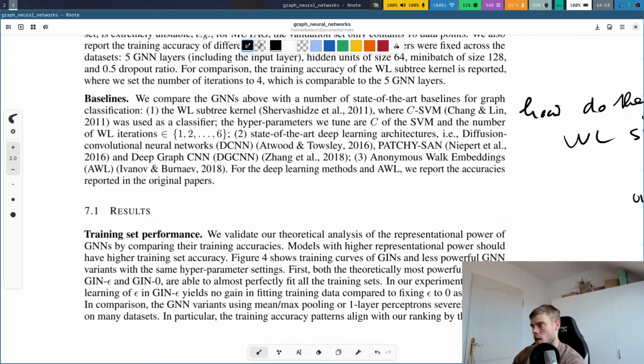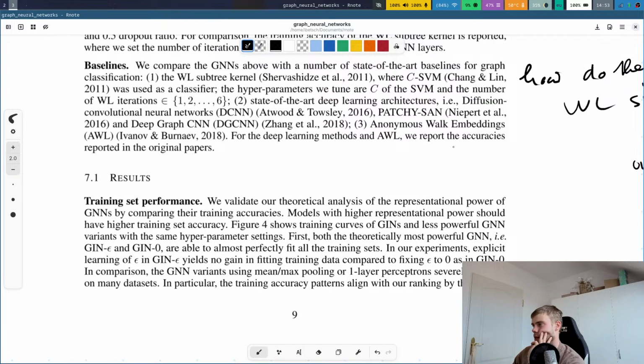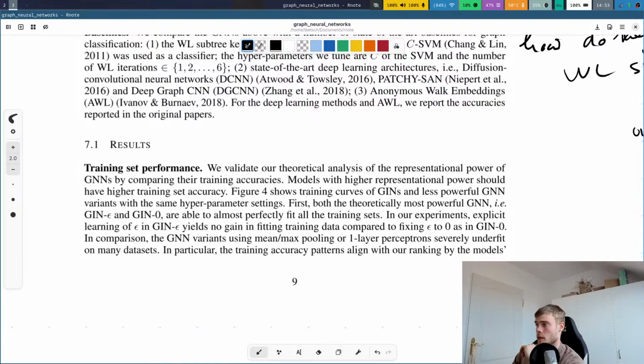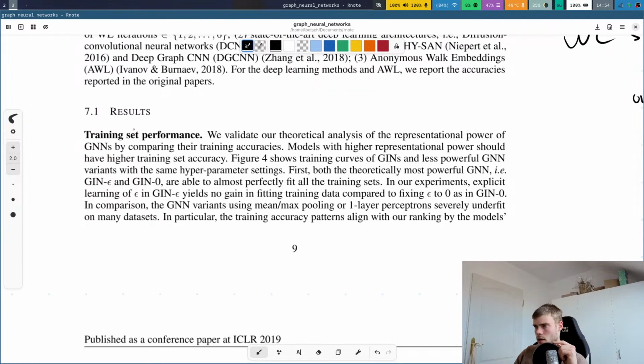We use as a classifier the SVM, and the hyperparameters we tune are C of the SVM and the number of WL iterations. State-of-the-art deep learning architectures: diffusion convolutional neural networks, PATCHY-SAN, and deep graph CNN, and anonymous walk embeddings, AWL. We report the accuracies reported in the original papers. Okay, so they didn't implement this. They just copied from the original papers.